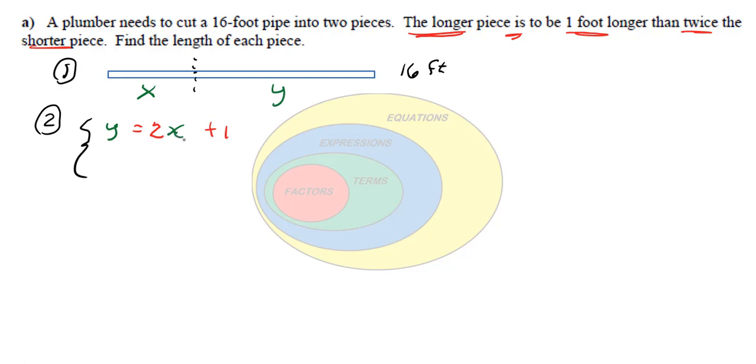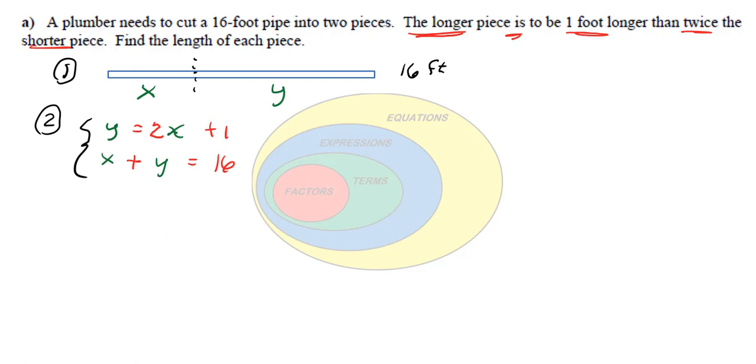All right, the next equation comes from knowing that the two pieces together must be 16 feet. So if I add the two pieces together, I should get 16 feet. The two pieces are just x plus y. All right, so there's our system, and now we just want to go through and solve.